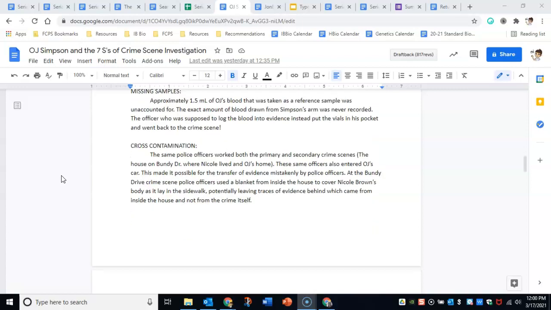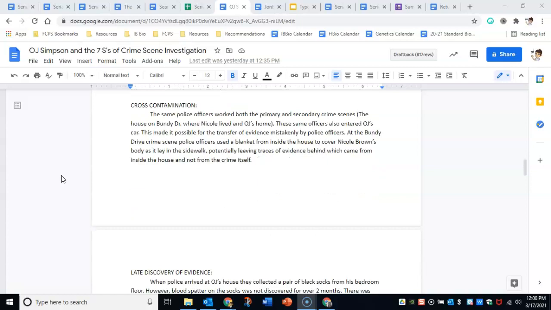Cross-contamination. The same police officers worked both the primary and secondary crime scenes. The house on Bundy Drive was the primary, where Nicole lived, and O.J.'s home was a secondary crime scene. These same officers also entered O.J.'s car. This made it possible for the transfer of evidence mistakenly by police officers. At the Bundy Drive crime scene, police officers used a blanket from inside the house to cover Nicole Brown's body as it lay in the sidewalk, potentially leaving traces of evidence behind which came from inside the house and not from the crime itself.